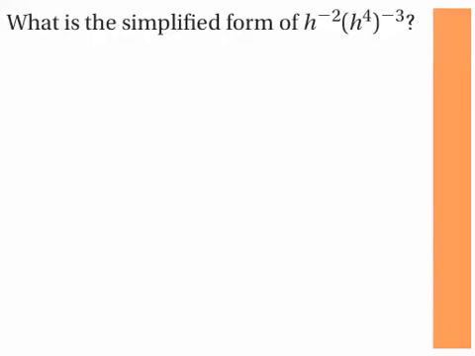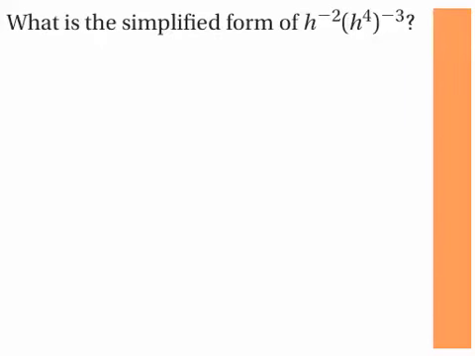This next example says, what is the simplified form of h to the negative second, in parentheses h to the 4th, and then right outside of the parentheses to the negative 3rd? First notice that h to the negative second is not raised to a power. It's just outside, being multiplied by h to the 4th raised to the negative 3rd power.